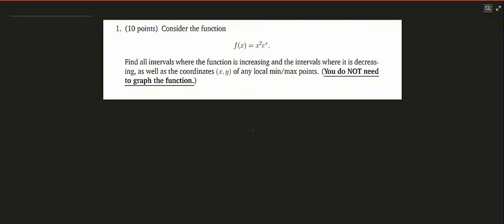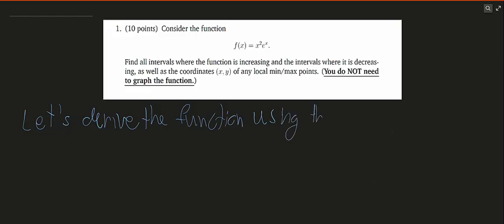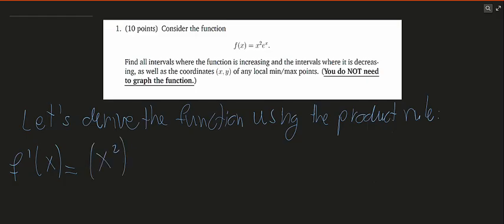Well, we have a product of two things, x squared times e to the x. So let's derive the function using the product rule. This is just literally me plugging into the product rule. So x squared prime times e to the x as is, plus x squared times e to the x prime.